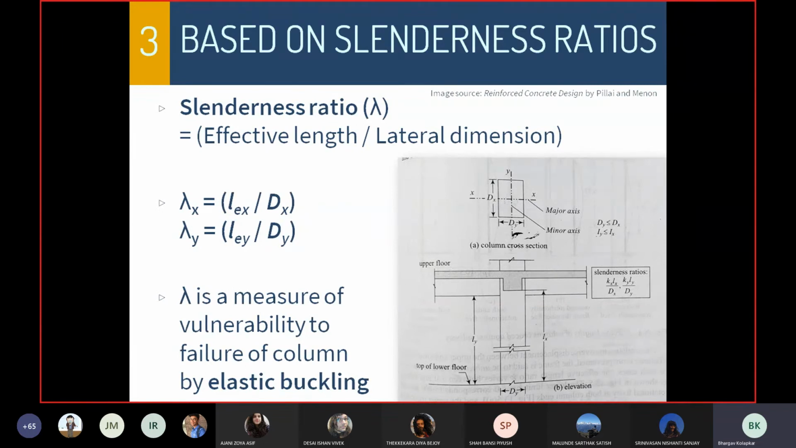We are talking about unsupported lengths. Unsupported length means, if you're standing on a slab, you see a column and then you see a slab or a beam on the top. The length of the column between the slab on which you're standing and the slab or the beam that frames into the column is called the unsupported length. Now, is there a possibility that the unsupported length about the major axis is different from the unsupported length about the minor axis?